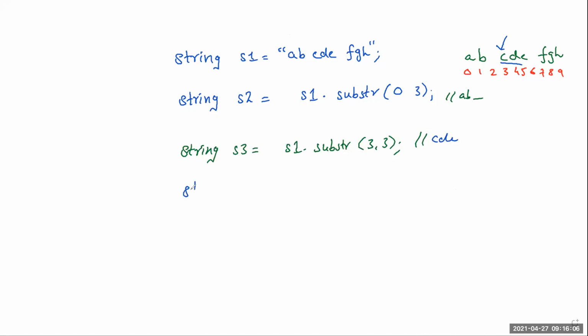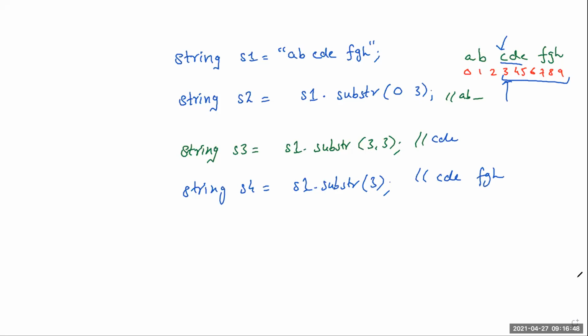Similarly, let's do one example where we only give one argument. When you give only one argument, what will it do? Since we are not giving the second argument, the one argument is the position. So it will go to position 3 and it will pick everything till the end of the string. So what will it be? It will be C, D, E, F, G, H. So it's up to you whether you know the end position or how many characters you want.